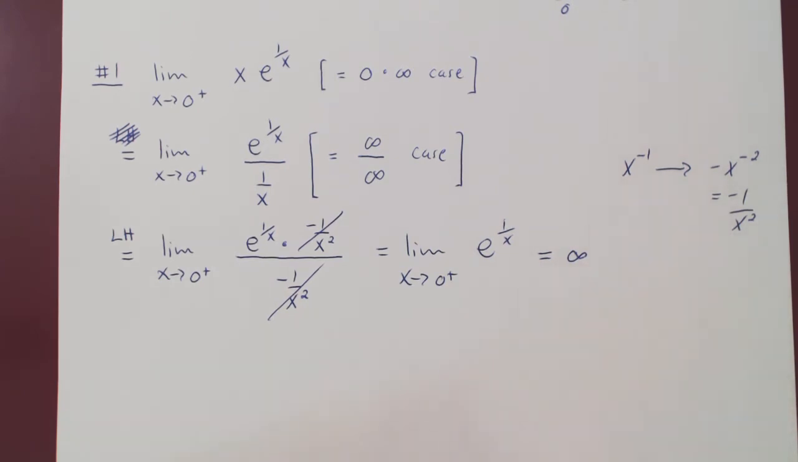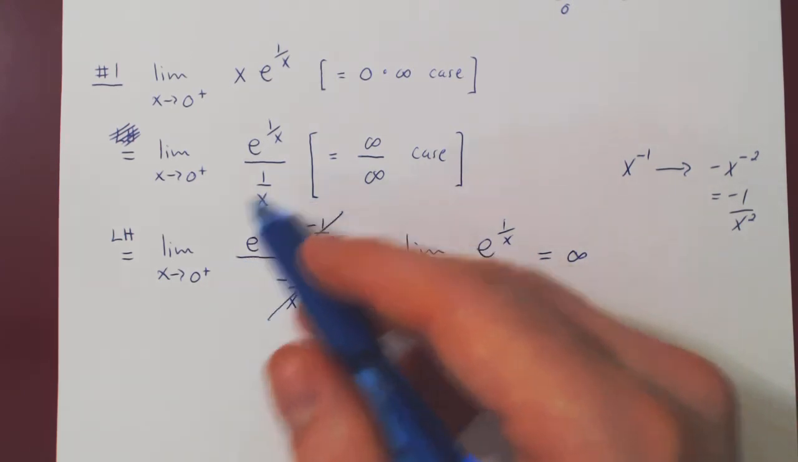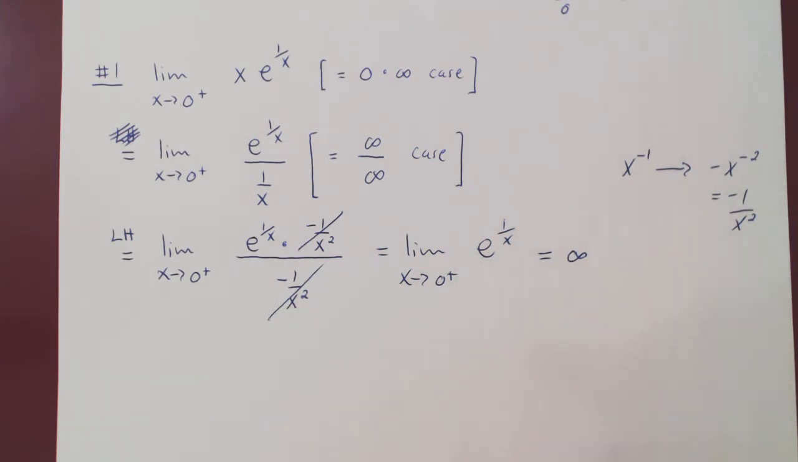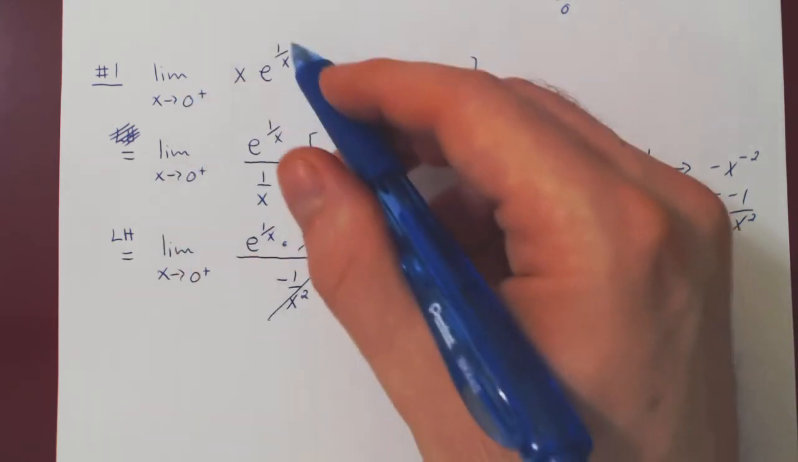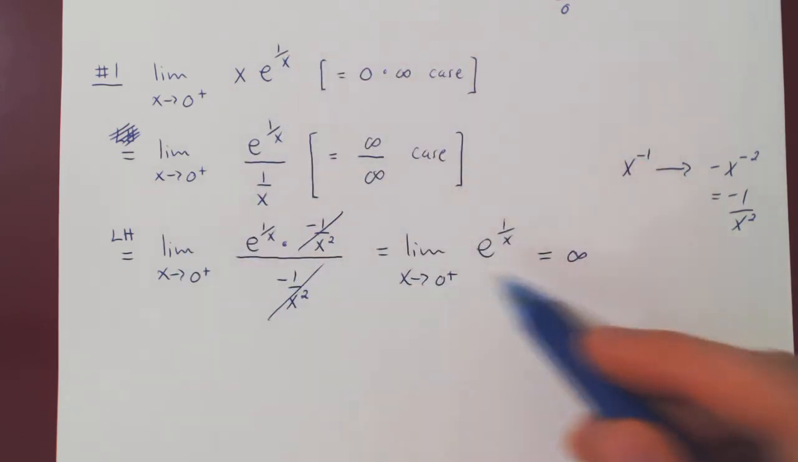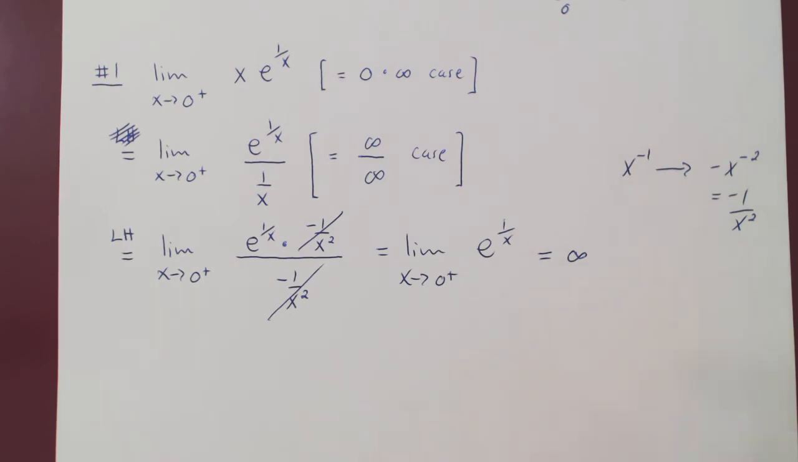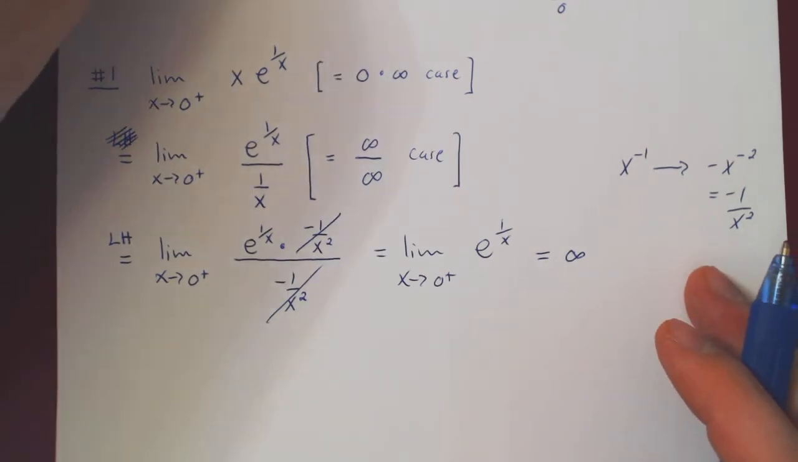But the result is a little bit more general. If the new limit exists, equals positive or negative infinity, so does the original limit. So the new limit blows up, the original limit also blows up. Let's consider a second example.